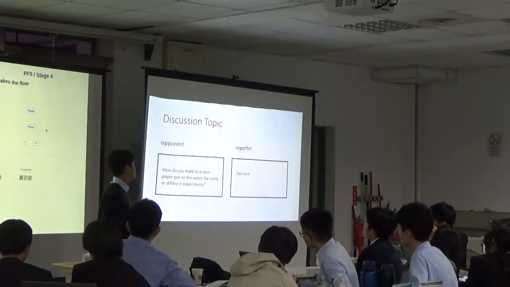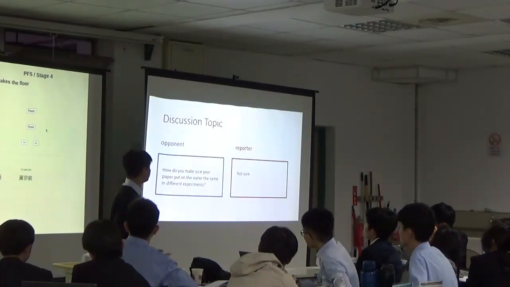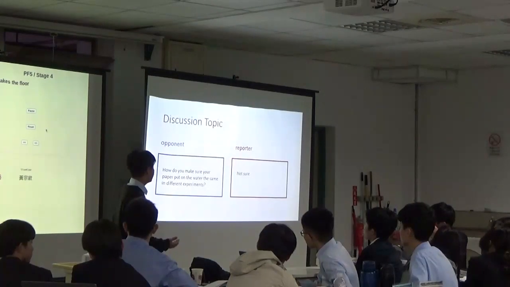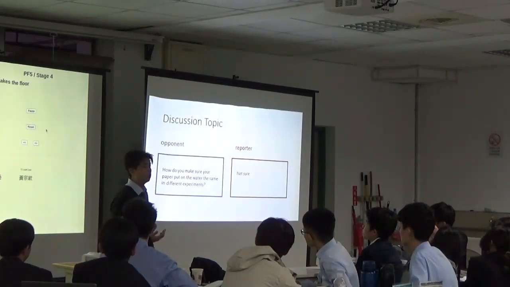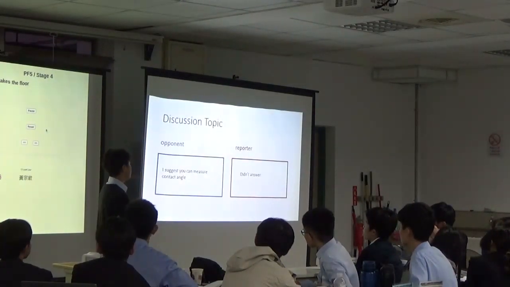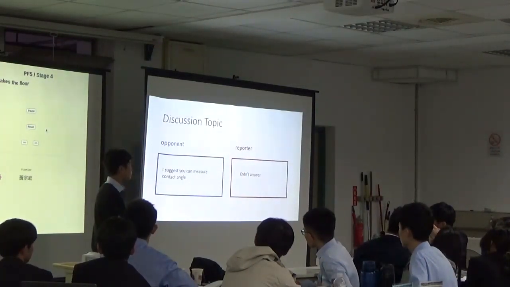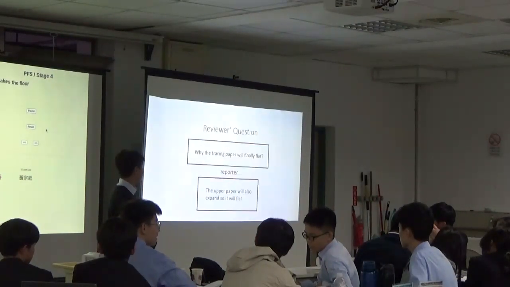Next, the opponent asked how you make sure your paper absorbs water the same in different experiments. The reporter replied, not sure, I think you have to make sure your theory will collapse. The opponent suggested you can measure the contact angle, and the reporter gave no reply.